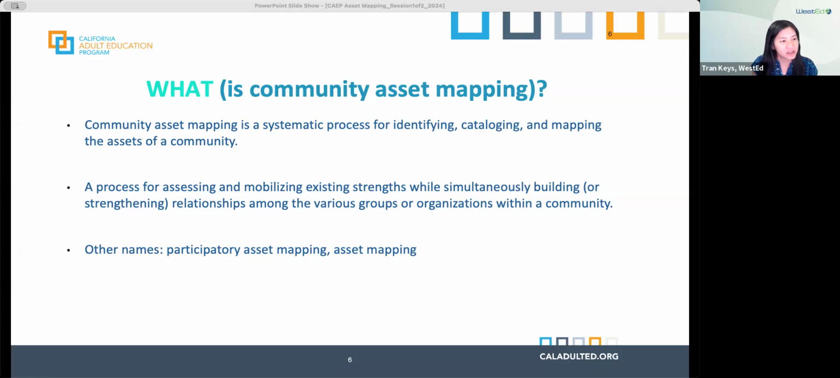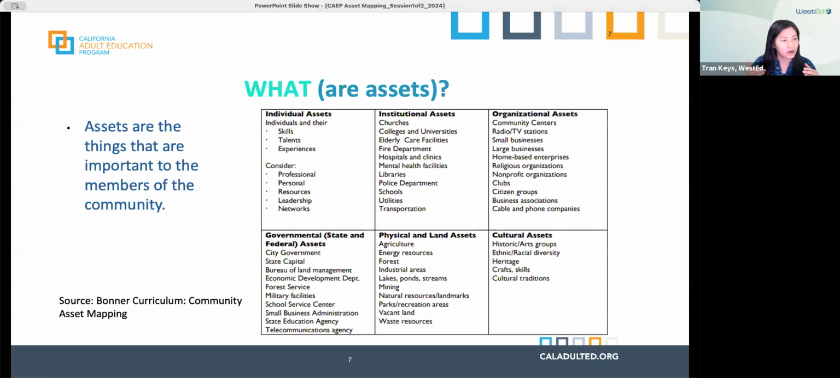Next, we're going to talk more about what it is in terms of what are assets. On the next slide, what you'll see here is a list of different assets broken up by categories. I will not read this to you. You will get the slide deck, as everyone has mentioned here. But really, assets are, to use the scientific word, things. Assets are the things that are important to you as members of a community. And so they vary based on what is important to you.